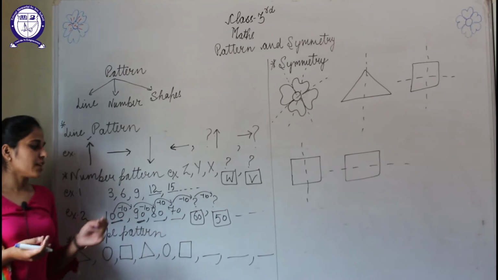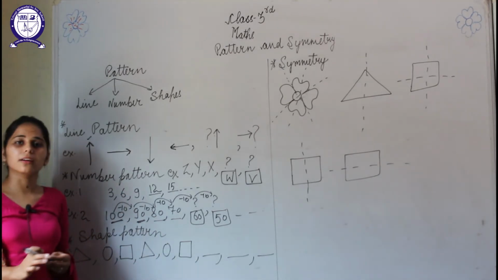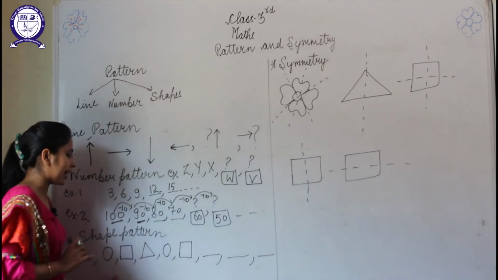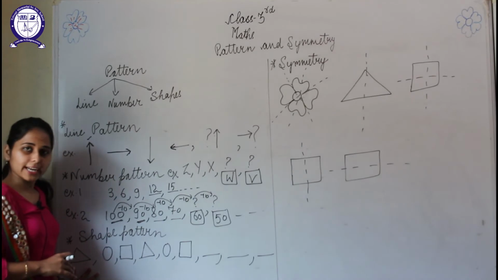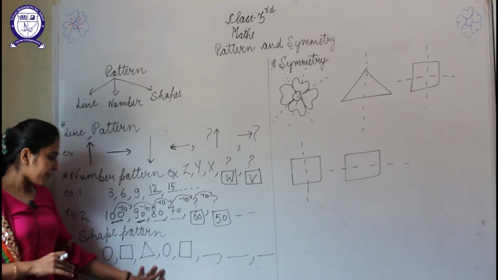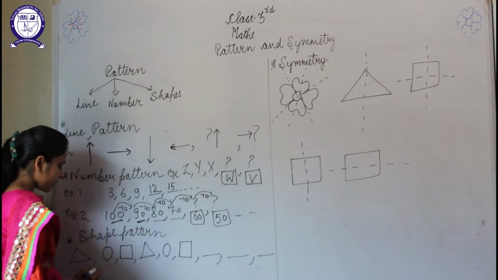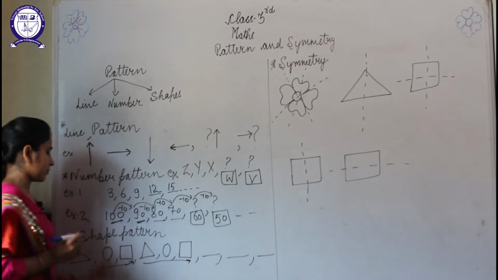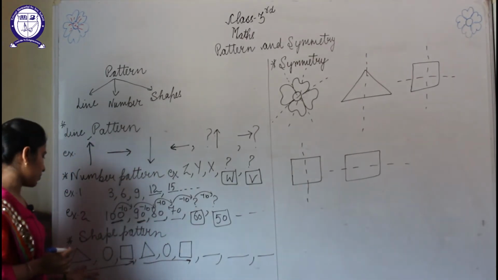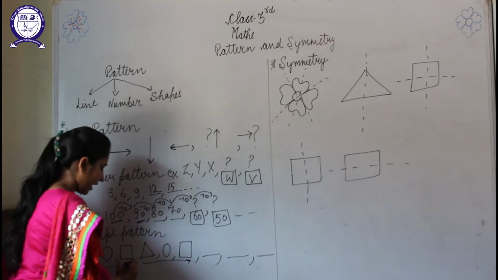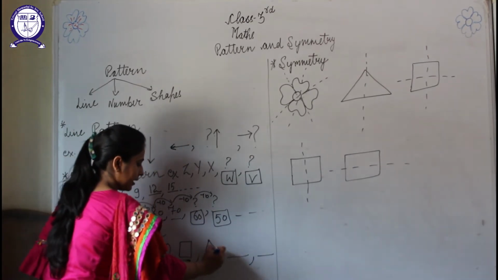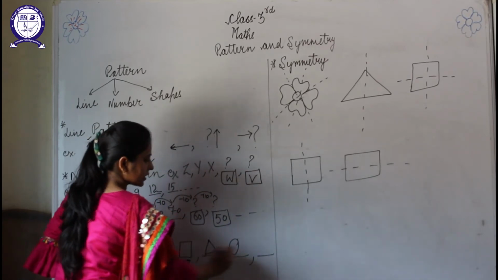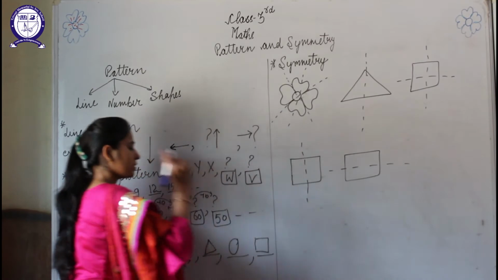Now the shape pattern. Shape patterns are common in our daily life, like in our clothing, saris, suits, bed sheets. We used to see these patterns in tiles also. Here the first shape is a triangle, then circle, then square, then triangle, then circle, then square. As we are looking, after an interval the shapes come again, so it is repeating itself. So after square, which shape comes here? Triangle. And after triangle, which shape is there? Circle. And after circle? Square. So like this we will continue this shape pattern.